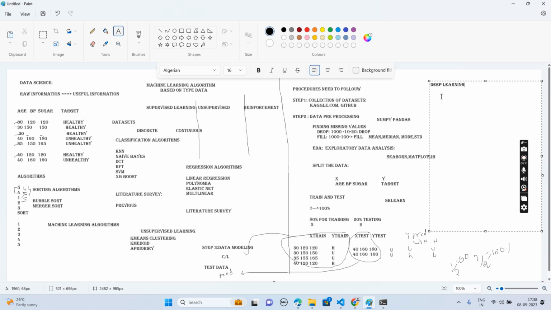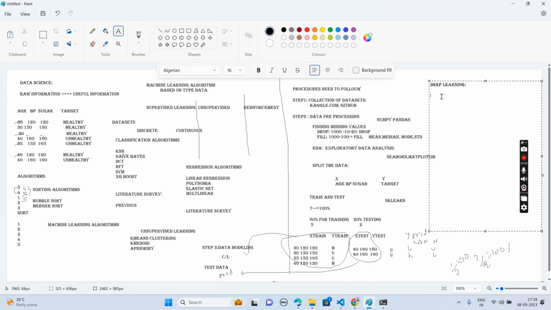Especially, we are going to make use of deep learning algorithms when we are having huge data. When we are having huge data, that time we are going to make use of machine and deep learning algorithms. In deep learning, it will go in depth to understand the concepts more deeply. That is why they have mentioned it as deep learning algorithms.